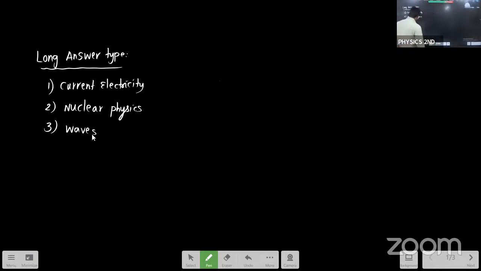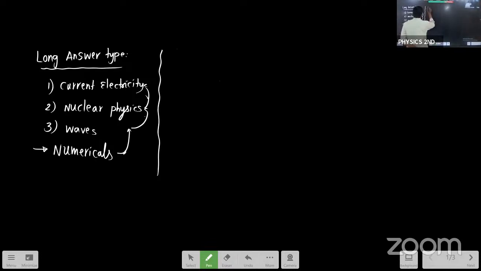So further, I will be discussing numericals from the above topics, important numericals, once we are done with short answer type questions and very short answer type questions. Next, we have discussed regarding short answer type.